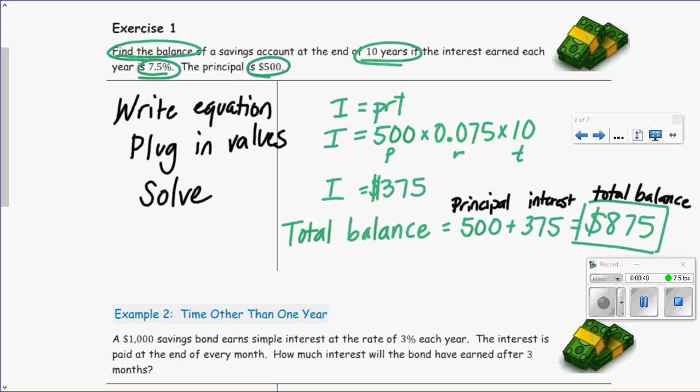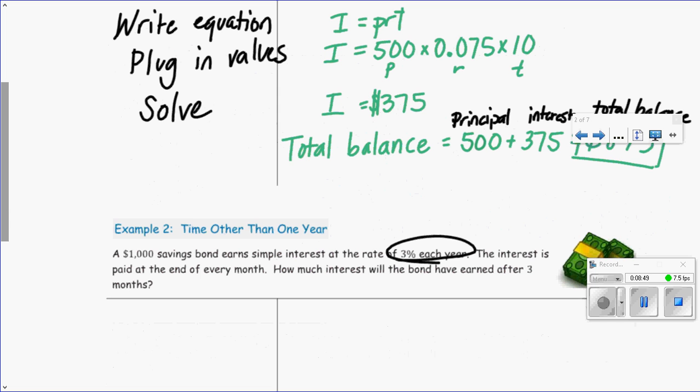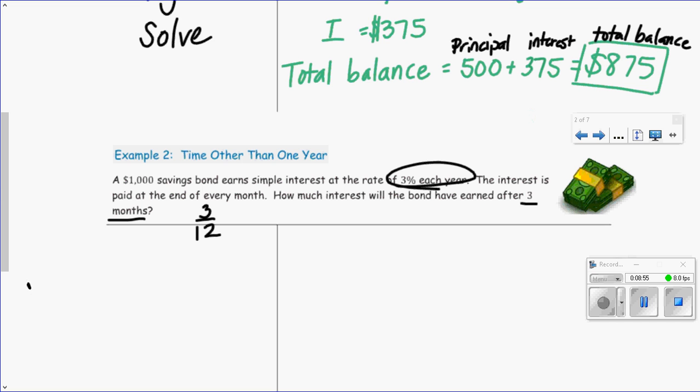Okay, you can try example 2 on your own, but I'm going to call that a challenge problem because it's talking about 3 months compared to a year. So 3 months out of 12 months would be this fraction, 3 over 12. So if you want to try that one, you can, and then I'll give you the answer for that. That's going to be a challenge question. Okay? All right, I would like for you to flip over to page 80 on example 3.